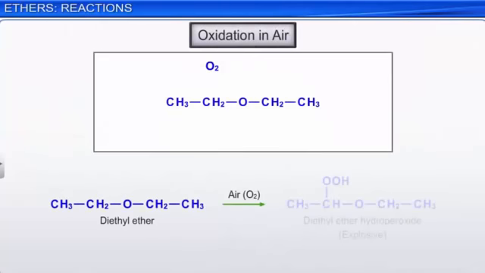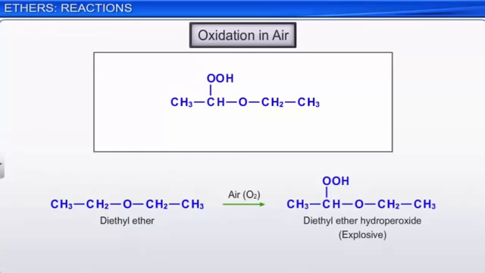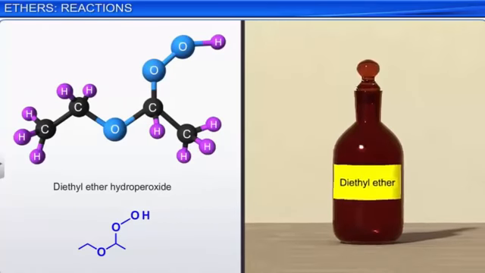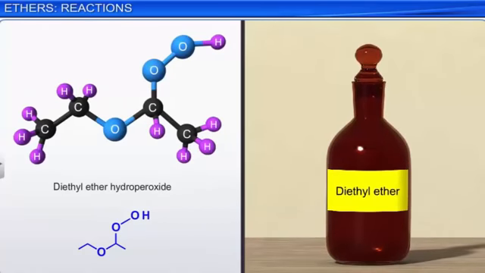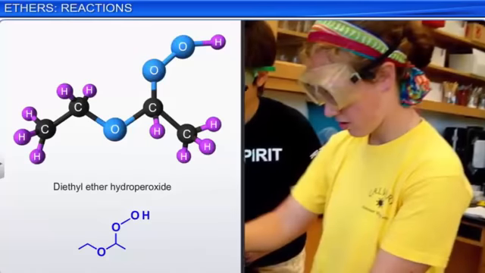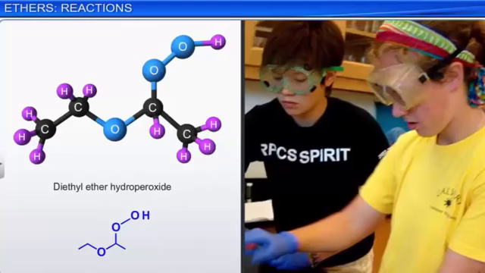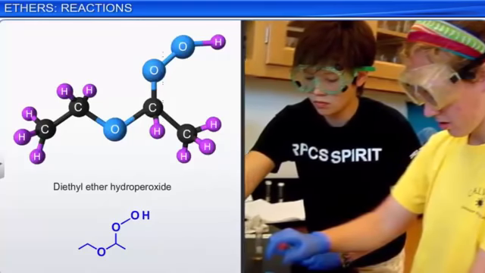Ethers will undergo oxidation in air to form explosive peroxides. Compounds such as diethyl ether hydroperoxide are unstable and shock sensitive. Hydroperoxides can form in just a few days if samples are exposed to air. Always follow lab safety rules. Never use old bottles of dialkyl ethers and dispose of ether samples properly.